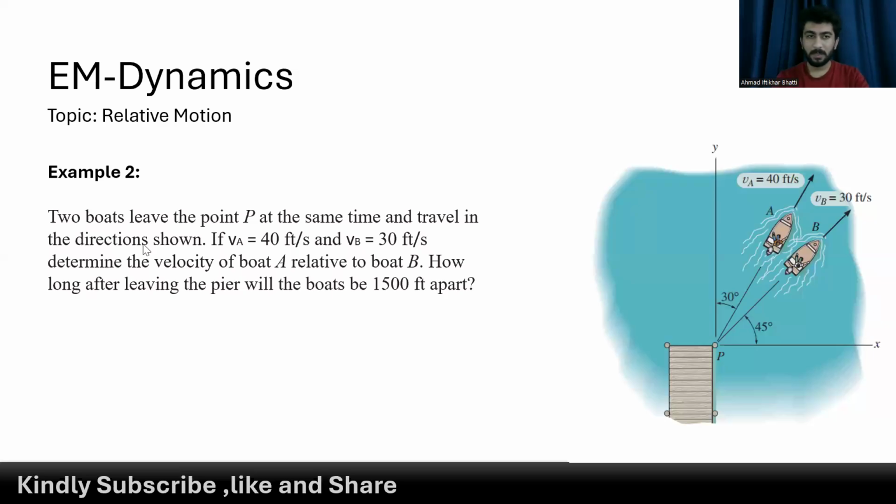In this problem, we have two boats that leave the buoy P at the same time and travel in the directions shown in this diagram. Boat A moves with a velocity of 40 feet per second and boat B moves with a velocity of 30 feet per second. We have to find the velocity of boat A relative to boat B, and how long after leaving the buoy the boats will be 1500 feet apart.